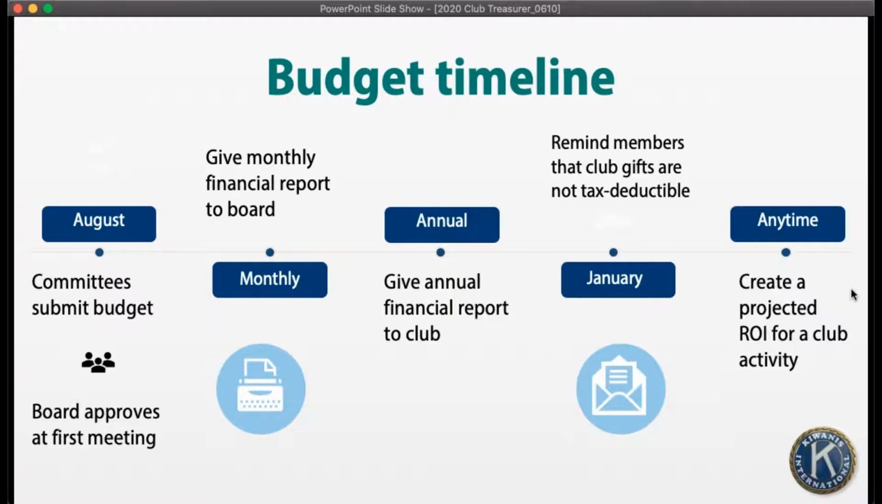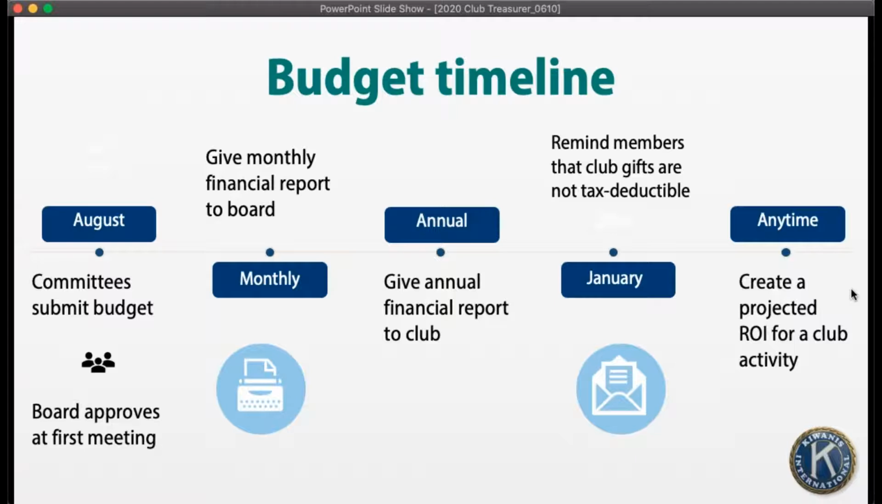Every month you will give a monthly financial report during your club's monthly board meeting. Every year you'll file the annual financial report, and you will present that to your club as well. Just give them the status of what your club looks like today, where they stand in terms of its finances and what that means. In late December, early January, again, remind your club members that though you love donations to your club, those are not tax deductible gifts.